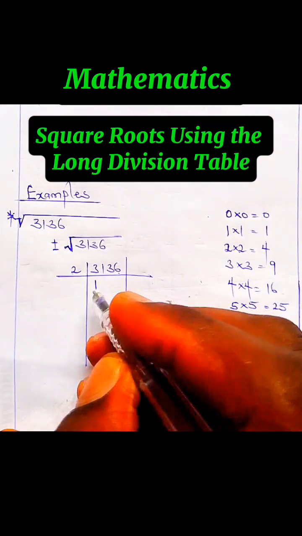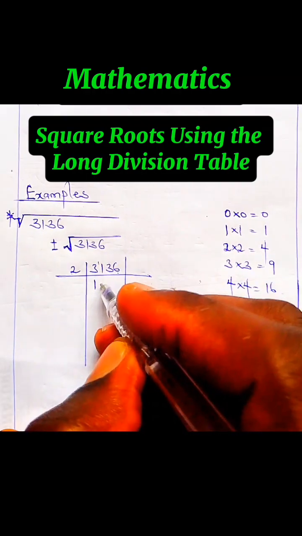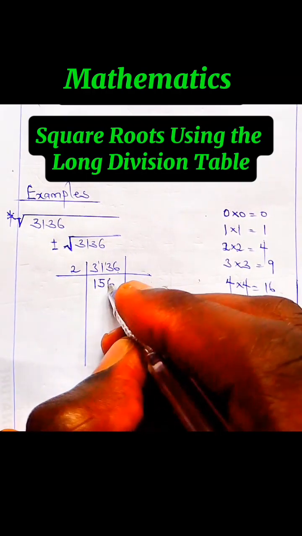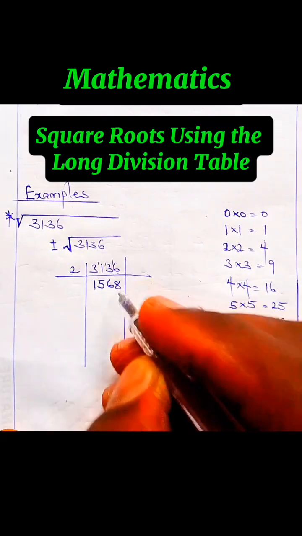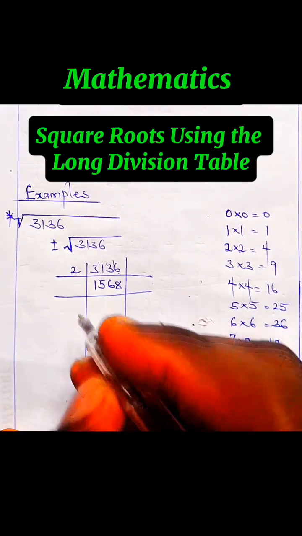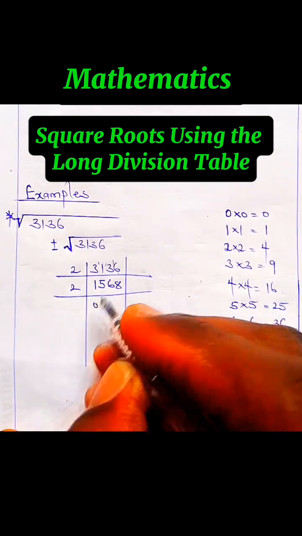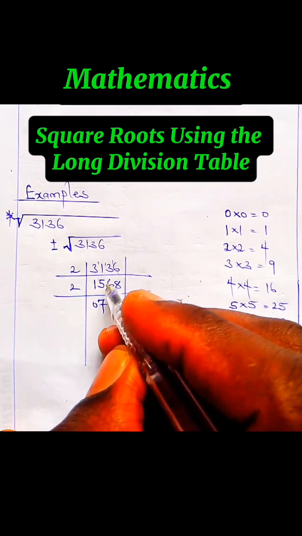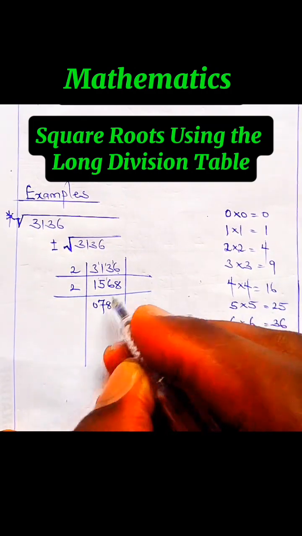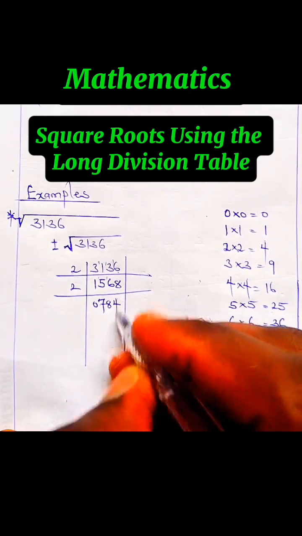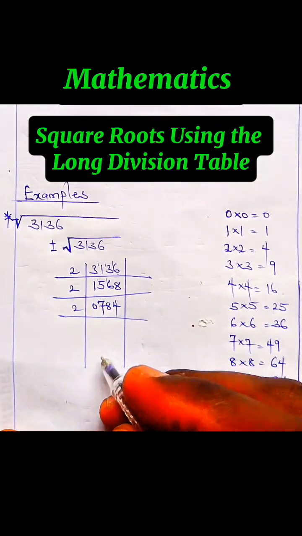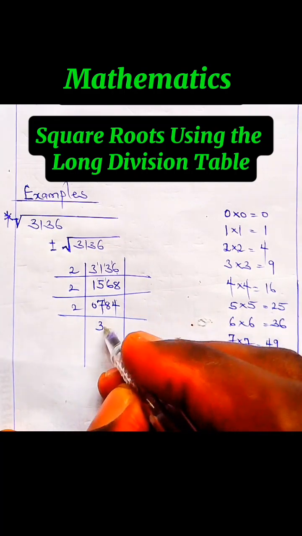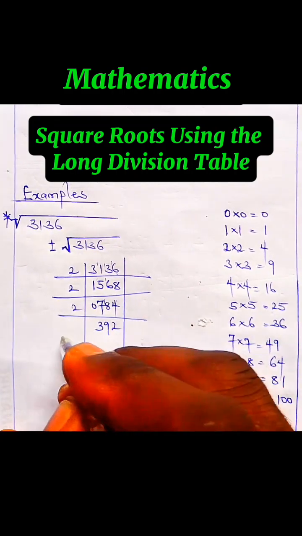2 in 3 is 1. Remember 1. 2 in 11 is 5, 10. Remember 1. 2 in 13 is 6, 12. Remember 1. 2 in 16 is 8. 2 goes again. 2 in 1 is 0. Remember 1. 2 in 15 is 7, 14. Remember 1. 2 in 16 is 8. 2 in 8 is 4. 2 goes again. 2 in 7 is 3, 6. Remember 1. 2 in 18 is 9. 2 in 4 is 2.